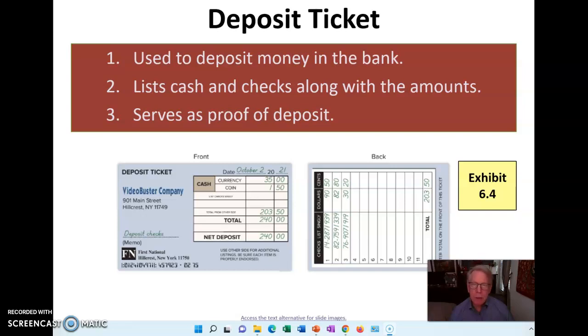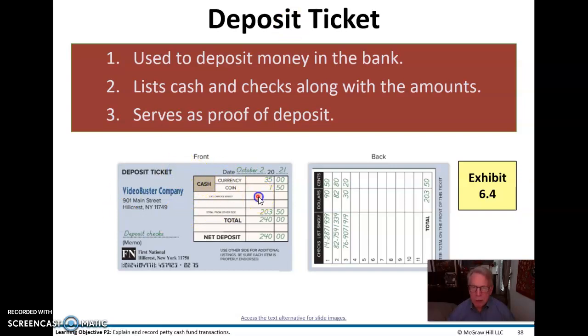And this is the document that I'm sure you're all familiar with that we use to deposit money in the bank. And it lists the cash and the checks along with the amounts. So as you can see from this example, we have a lovely deposit ticket, and it's basically a summary on the front, and then we have all the checks and detail on the back. Very typical. And it's a document that we use to list the checks and cash, and it's a proof of that deposit.